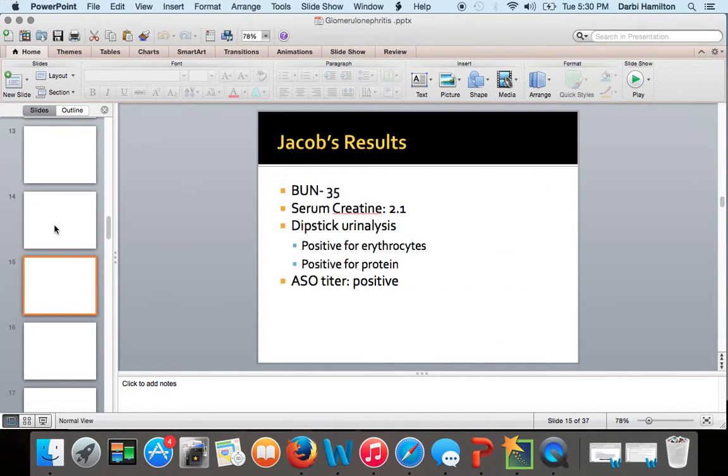So, Jacob's results: the BUN was 35, which is elevated. Serum creatinine was 2.1, which was also elevated. The dipstick urinalysis was positive for erythrocytes and positive for protein, and Jacob was positive on the ASO titer.